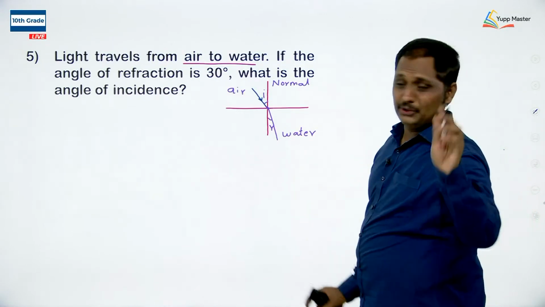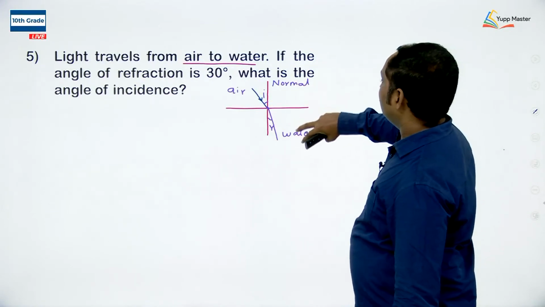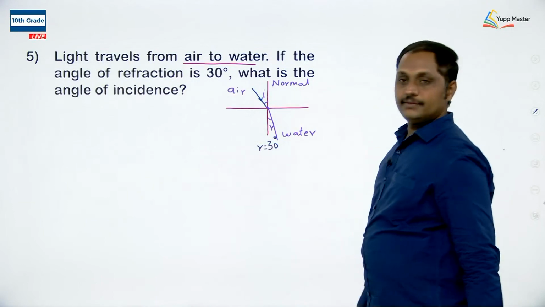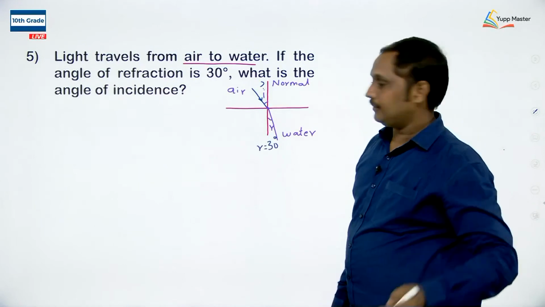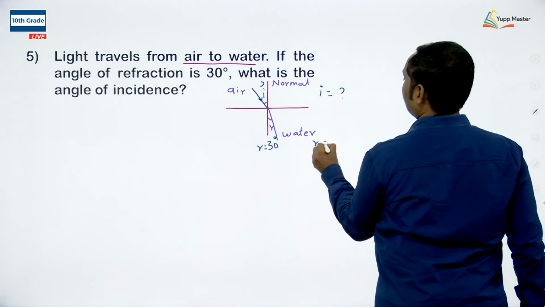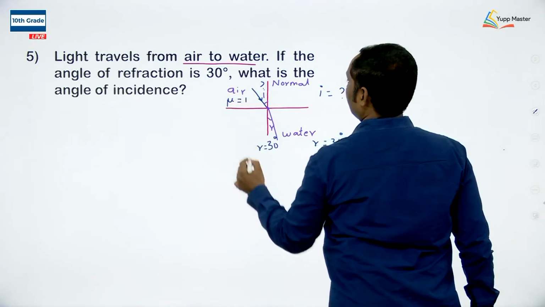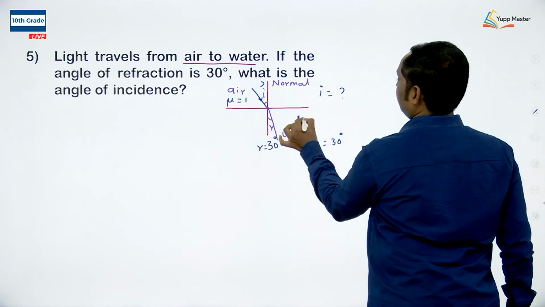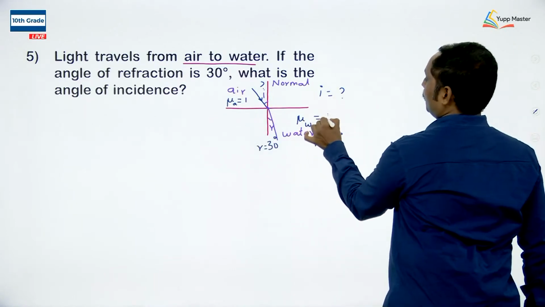Now, if you look into the problem, they have given that the angle of refraction is 30 degrees. So this is 30 degrees, R is equal to 30 degrees. Your aim is to calculate the angle of incidence, I is equal to question mark, and R is equal to 30 degrees. If you know the refractive index, mu air is equal to 1 and mu water is equal to 1.33.